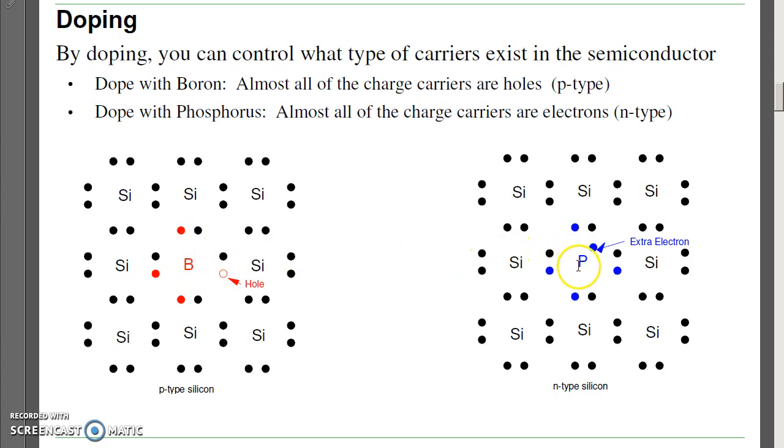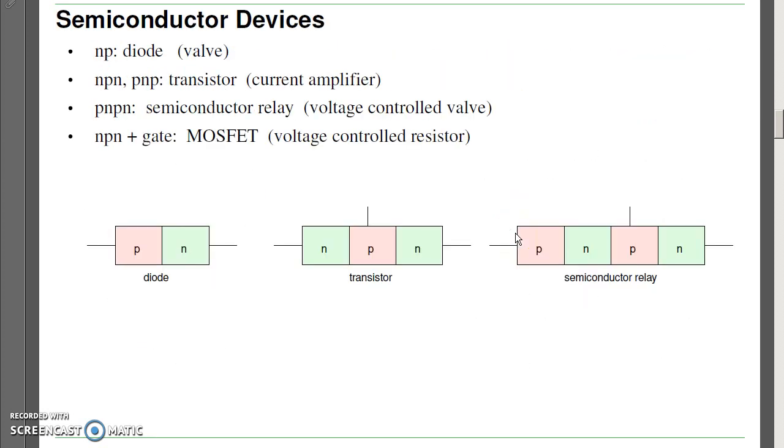Conversely, if I dope with phosphorus, phosphorus is in column 5 of the periodic chart. It has 5 electrons in its outer shell. 4 of the electrons fill the covalent bonds. That 5th electron has no place to go, so it's free to roam throughout the crystal. That creates what we call N-type silicon, where almost all the charge carriers are electrons rather than holes. By doping the silicon, I can create N-type material and P-type material. When I put those together, I get different devices.